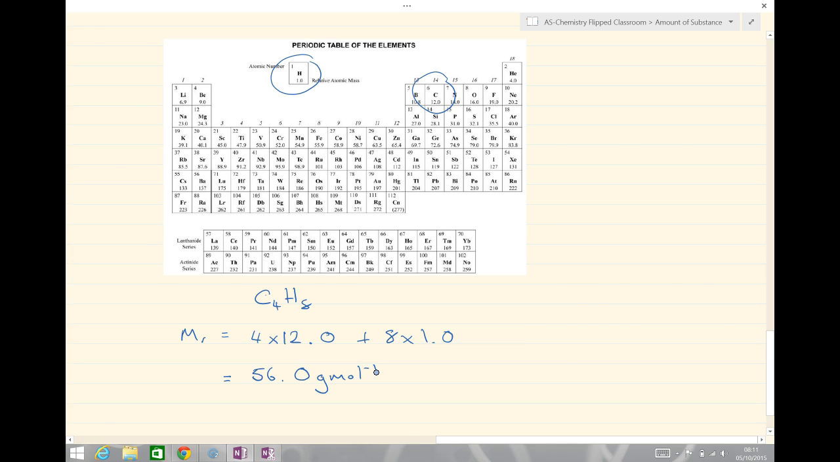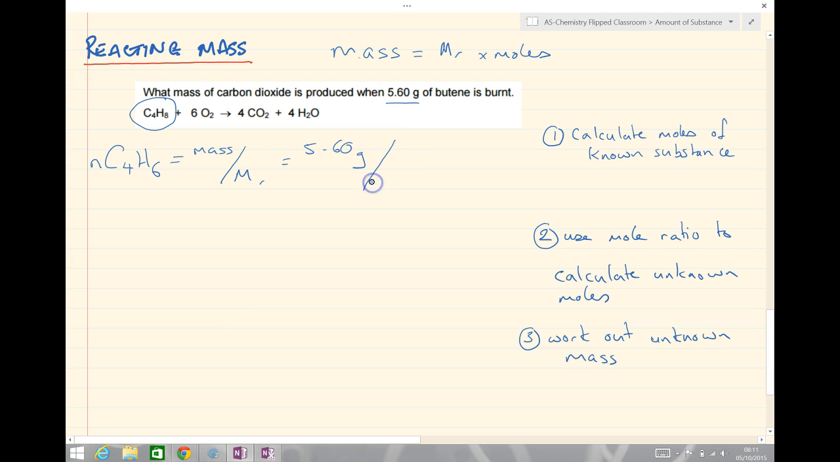Let's take that back. So 56 grams per mole under here, which gives us 0.1 mole of butene, which is a perfectly sensible number in terms of moles.